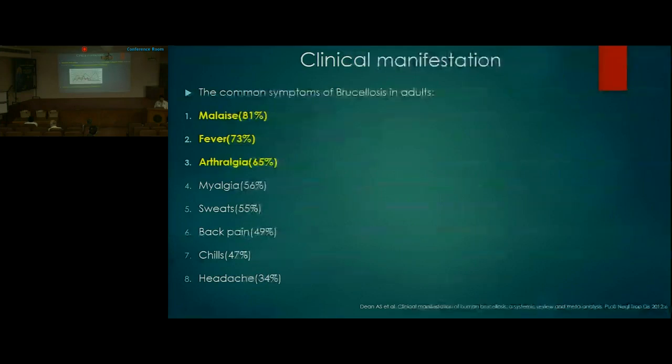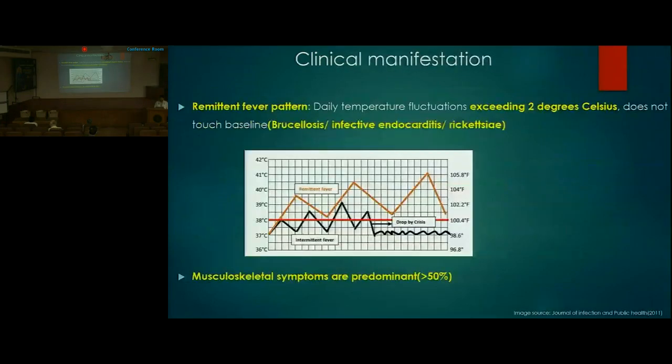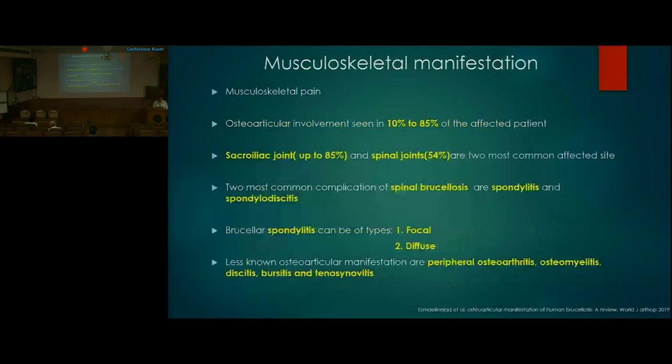Classically, we see a remittent pattern of fever in patients with brucellosis, with daily temperature fluctuation exceeding 2 degrees Celsius. This type of fever pattern is also seen in patients with infective endocarditis and rickettsia. Musculoskeletal complaints are predominant in patients with brucellosis. Osteoarticular involvement is seen in 10 to 85% of patients. The most commonly involved joints are the sacroiliac joint and the spinal joints.